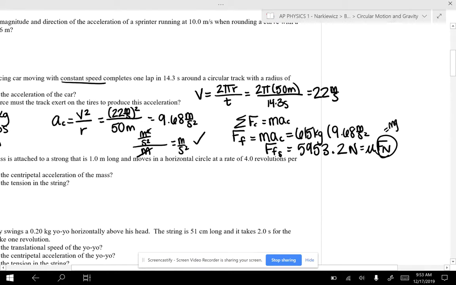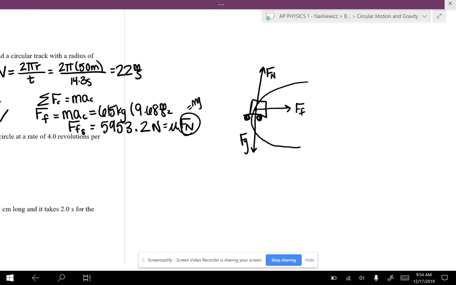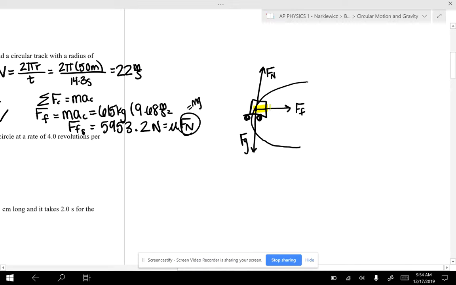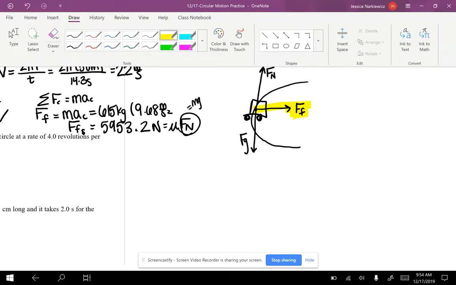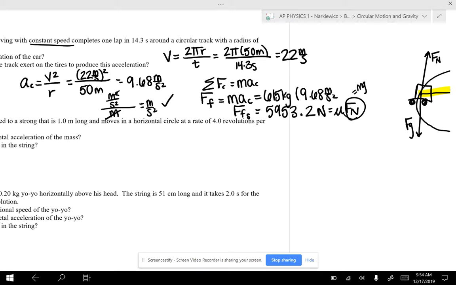So if you were thinking, what would a free body diagram look like on this? We have this car going around a circular track. We have an FG pointing down on the car, normal force pointing up, and a force of friction pointing in towards the center. And remember, that force of friction is what's causing our centripetal force, so we can set it equal to m a_c. And that is an example problem going over all of the equations that we covered in the notes.